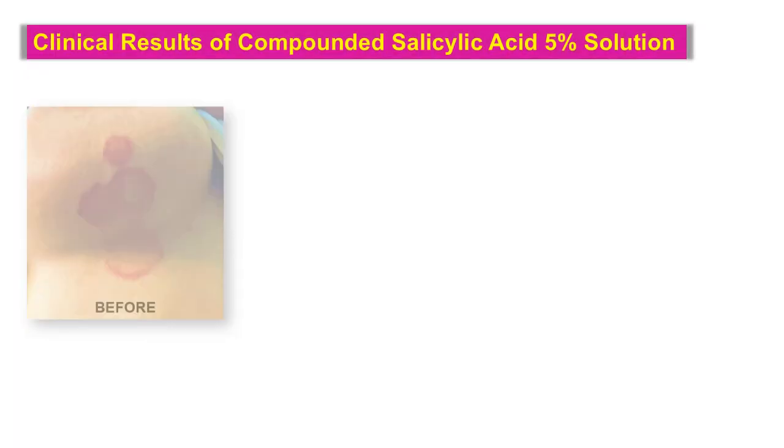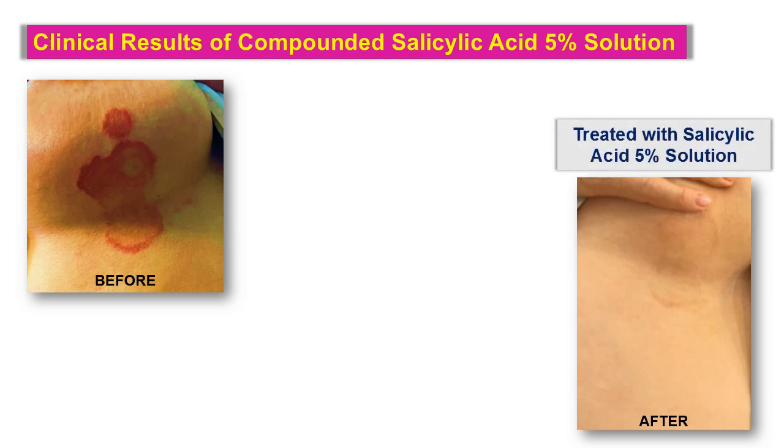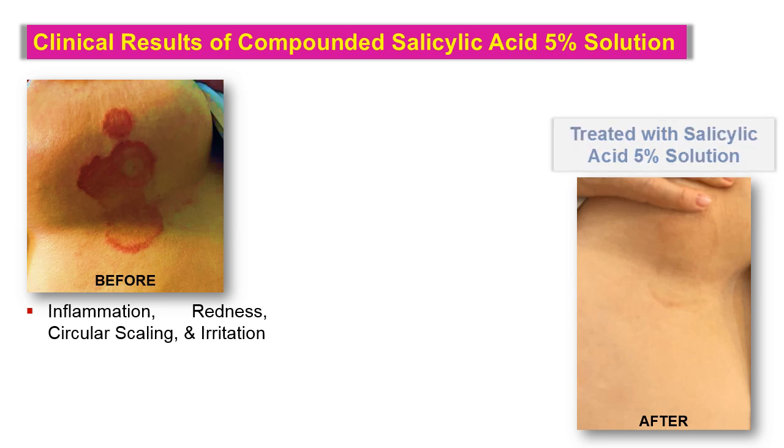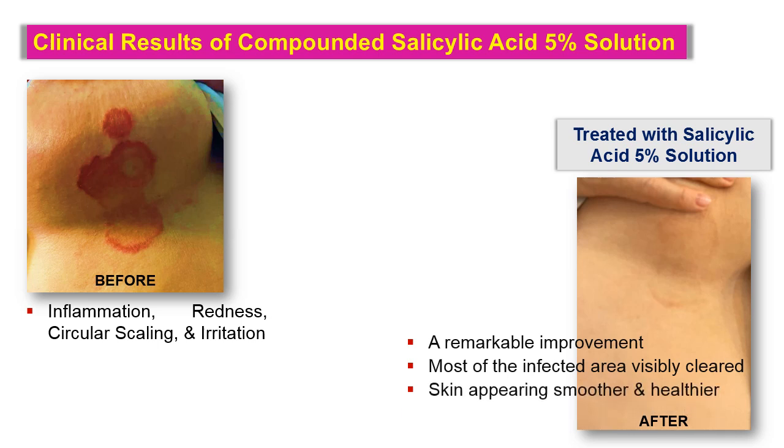Clinical results of salicylic acid 5%. Here, you can see the before and after images showing the noticeable improvement after using the compounded 5% salicylic acid solution. In the before image, the affected area shows clear signs of inflammation, redness, circular scaling, and irritation typical of fungal infection. After consistent application of the salicylic acid solution, the after image reveals a remarkable improvement, with most of the infected area visibly cleared and the skin appearing smoother and healthier.